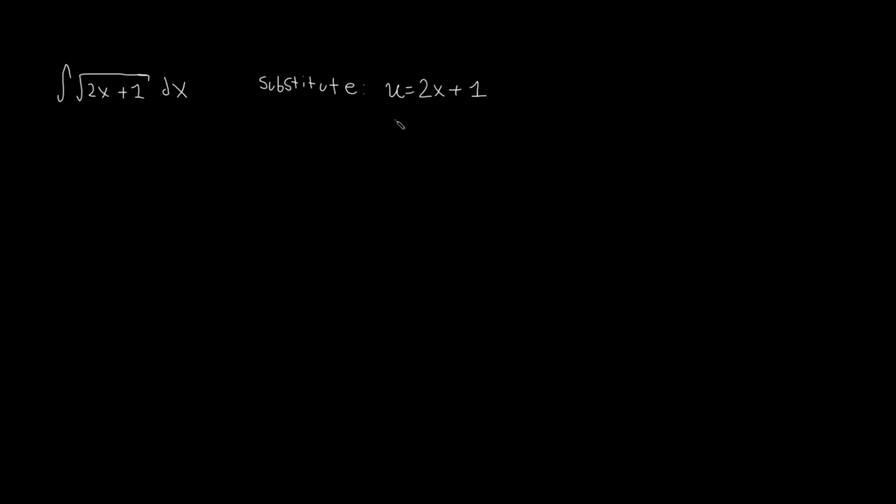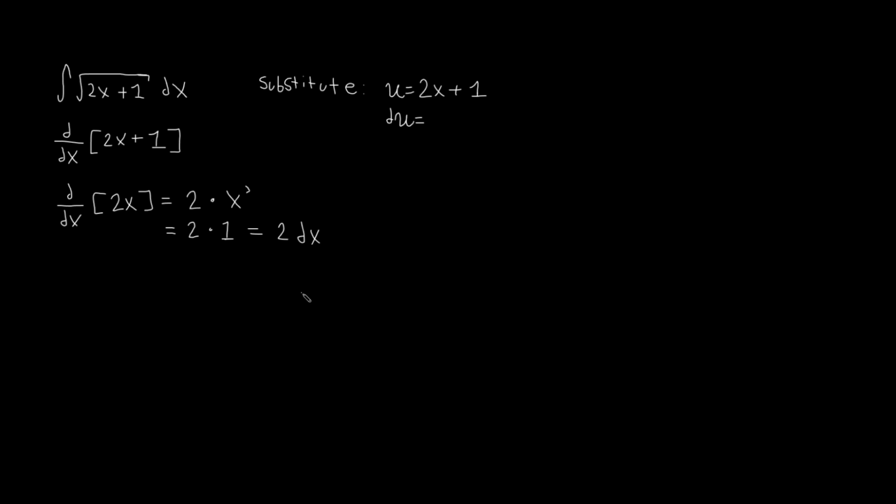Now that we've set u equal to 2x plus 1, what will du be? Well, du will be the derivative of 2x plus 1. So how are we to take the derivative of 2x plus 1? We're going to go term by term. The derivative of 2x is going to be 2, because it's a constant, times the derivative of x. What's the derivative of x? Well, the derivative of x is just going to be 1. So we have 2 times 1 equals 2 dx. The derivative of 2x is going to be 2.